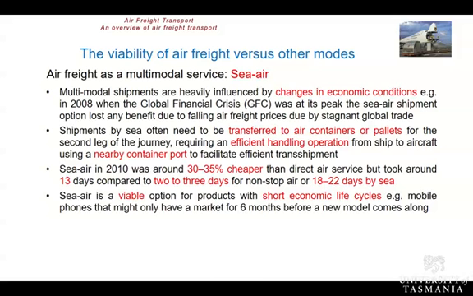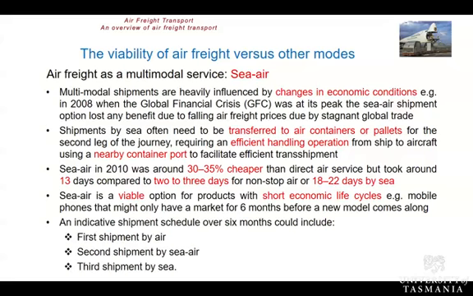However, this sea-air idea can work in situations where you've got short economic cycles. Now, I said before, if you've got a short economic cycle, you need to get the product into the market there pretty quickly. However, that just might be the first level of shipments, and you might be shipping for the next 6 months. So what you might end up doing is that the first shipment goes by air, the second shipment might go by sea-air, and the third shipment is by sea. So you're mitigating your costs by taking that different sort of approach.